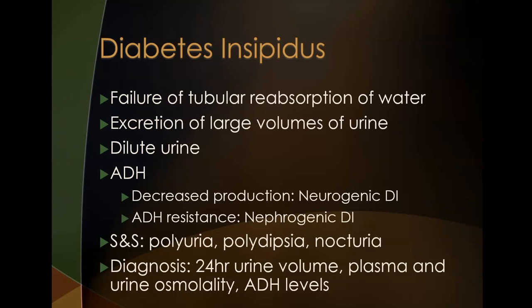And it's related to how antidiuretic hormone works. So there are two types of diabetes insipidus. There's neurogenic and nephrogenic. In a neurogenic diabetes insipidus, you don't produce antidiuretic hormone, or you don't produce enough.